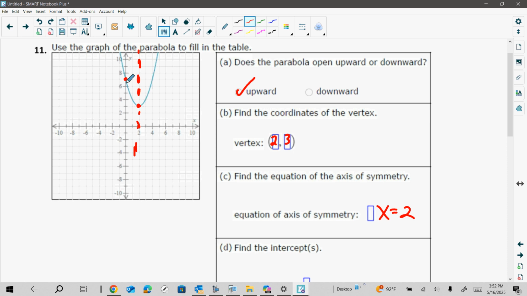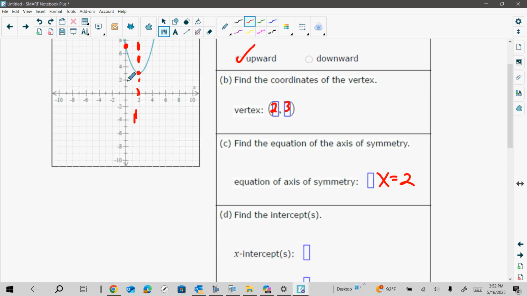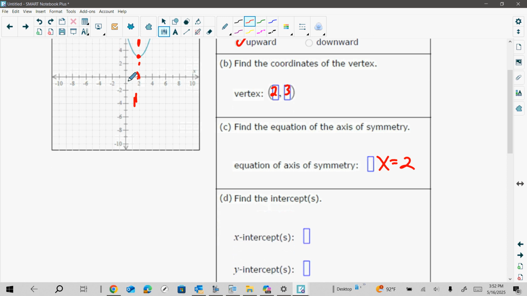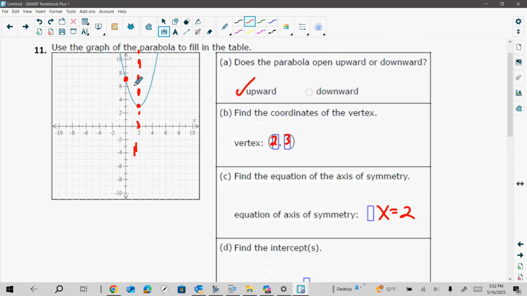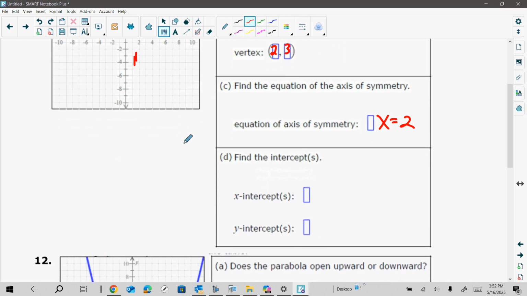Where does it touch the y-axis? It happens right there. So, x-intercept and y-intercept. Now, this parabola does not touch the x-axis. So that means there are no x-intercepts. Some people write DNE, does not exist. But basically what that means, if there are no intercepts, is no solution.